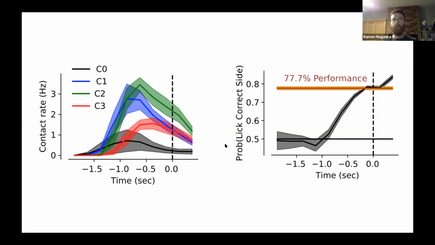Therefore, we can plot the probability of making a lick on the correct side as a function of time. In the beginning, when there are no contacts, the animal makes random choices, right? 50% performance. Nevertheless, once they are able to sample this sensory information by whisking, we see a performance increase. And at the end of the trial, the overall performance is around 78%. In other words, this temporal profile indicates that mice accumulate sensory evidence through whisking, and the larger the amount of gathered information, the higher the probability of making a correct choice.